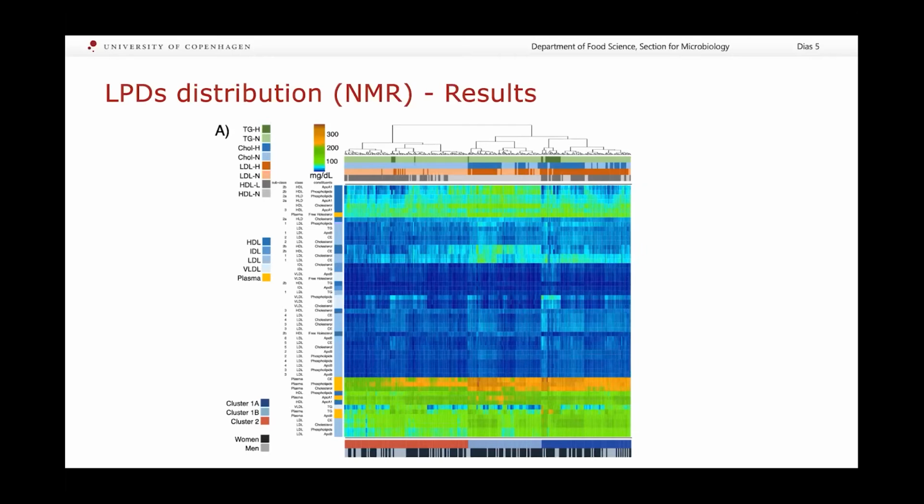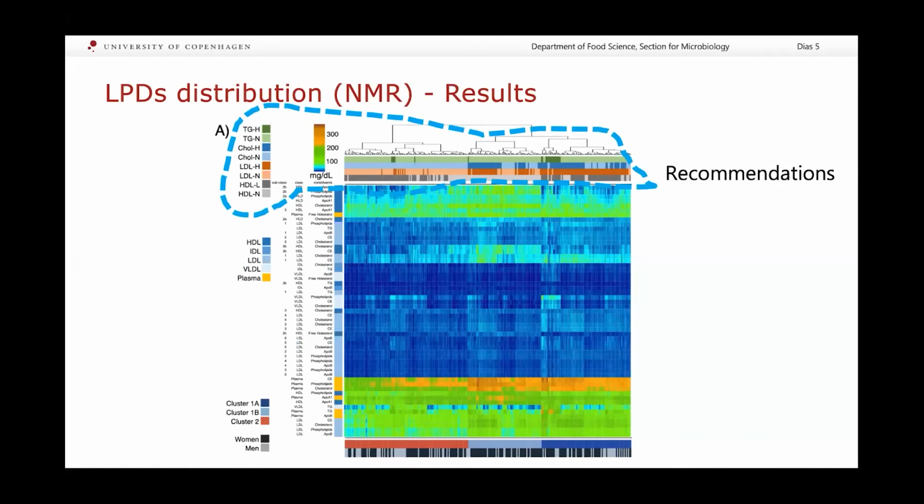So the first part of the results looks like this. It's a very complicated figure, I think, and it contains a lot of information, but this represents the lipoprotein distribution of these 260 individuals. The upper part of the figure represents the current recommendations about the levels of HDL or LDL or total cholesterol that individuals should have. So the darker the color, the more it tells us that they are out of the recommended ranges.